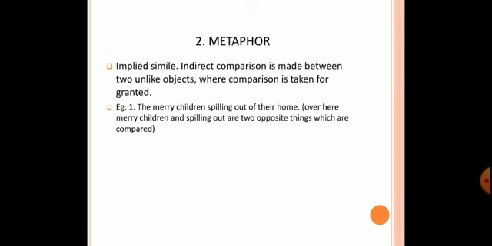The first one is: the merry children spilling out of their home. Now over here merry children means happy children, spilling out means coming out. Now spilling and merry children, over here we don't have any sort of similarity between them, but still these two things are written in one single line as a way of comparison, so it is called metaphor.